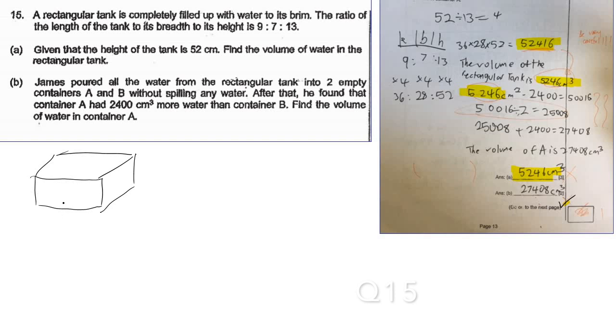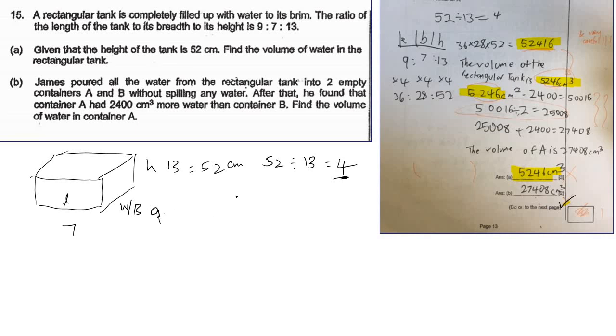Okay, here is length times breadth times height. So it's 7, 9, and 13. You take 52 because here is 52 centimeter. 52 divided by 13 will give you 4. When it is 4, that means 1 unit is 4. And then here is 9 units.